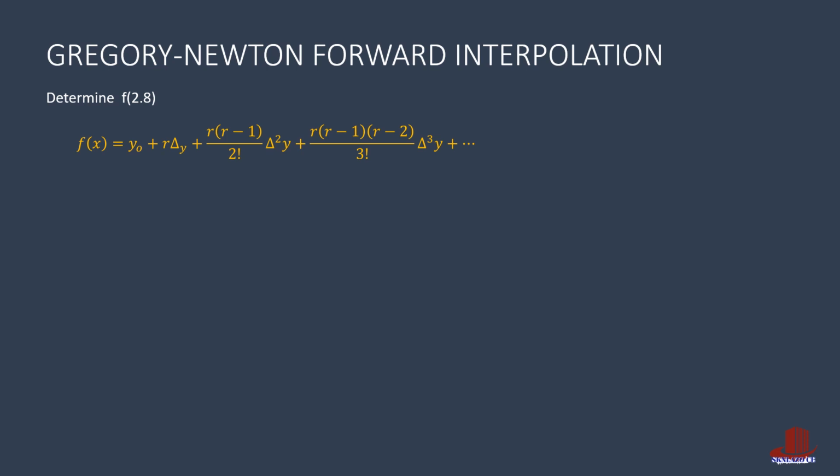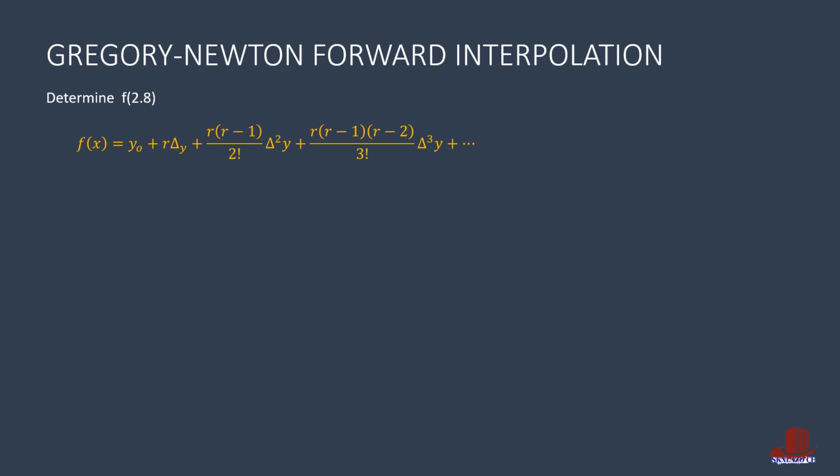one written. F of x is equal to the reference y plus r times delta y plus the next term which comprises of r with r less 1 times delta squared y all upon 2 factorial. You would notice that the next term is just an iteration with additional r minus 2 all over 3 factorial. Then the terms multiplied by delta cube y.